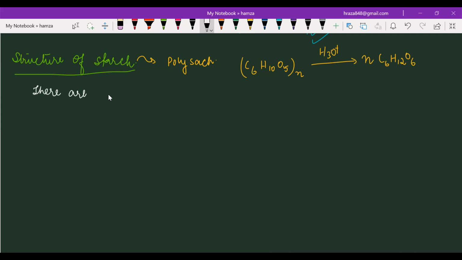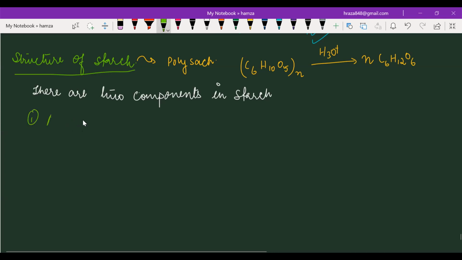First of all, it's important to know that there are two components in starch. The first one is known as amylose, and the second one is known as amylopectin. So first write it, then we will see what the difference is between amylose and amylopectin. Then we will move ahead.